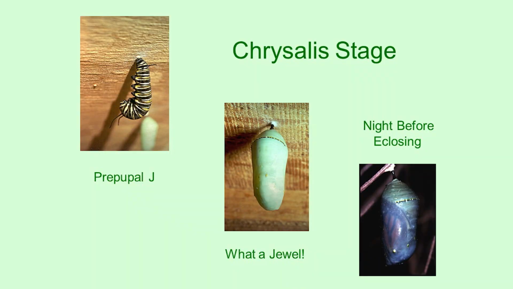The next stage of butterfly metamorphosis is the chrysalis stage. In the case of the monarch butterfly, it forms a prepupal J, and then you have the chrysalis. The caterpillar, the J, sheds the skin the last time, and underneath is already the chrysalis. And then the night before the butterfly comes out, the chrysalis becomes clear, and you can already see the butterfly inside.